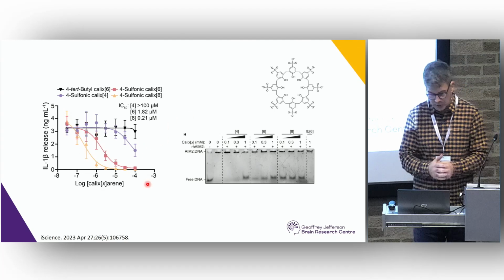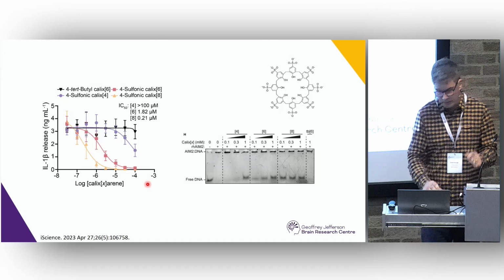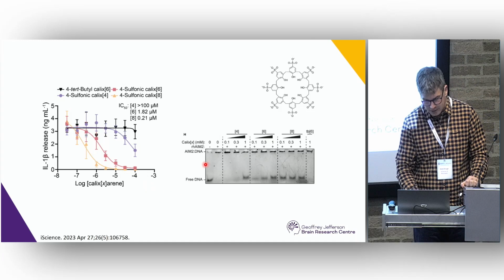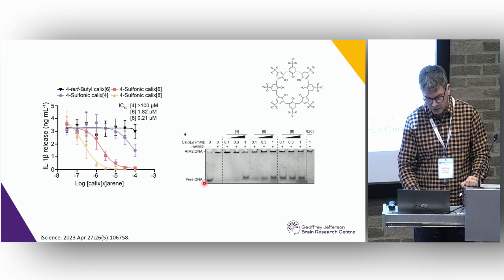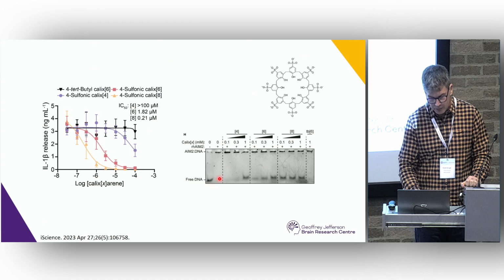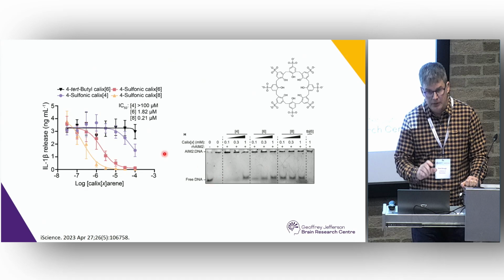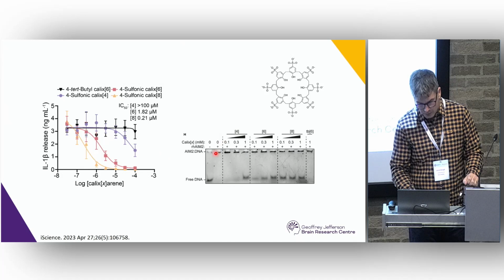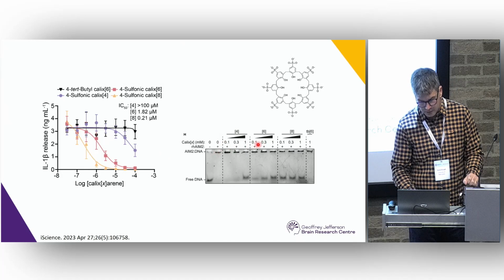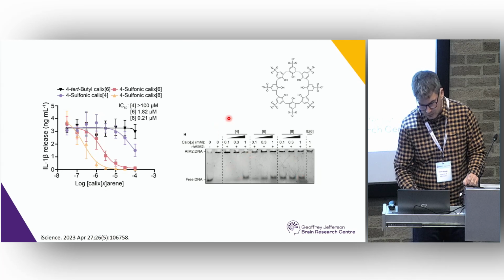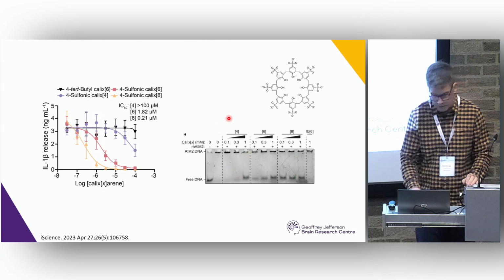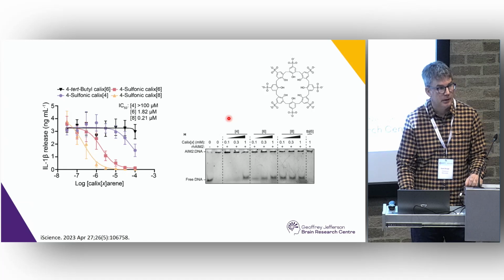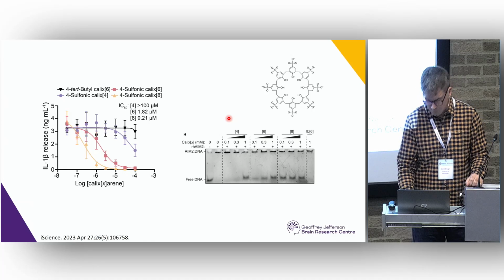Just to confirm that this was interacting with the DNA binding site, we did this simple gel shift assay. When we run the DNA through this gel, you can see it migrates. In the presence of recombinant AIM2 protein, that migration is inhibited. But then when we incubate with these different calixarenes, we displace the DNA from the AIM2. And you can see this is correlating with the increase in potency. So it's DNA that's binding to the Hin domain of the AIM2 to inhibit it.